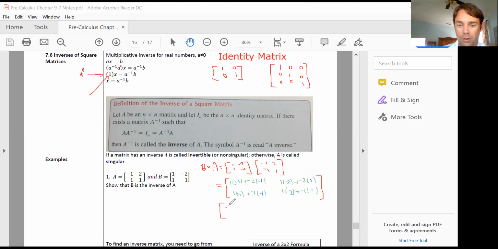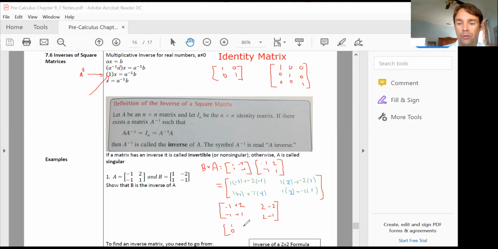So we have -1 plus 2. We have -1 plus 1. 2 minus 2. And 2 minus 1. And friends, they really are the identity matrix. And that's what we're looking for here today.